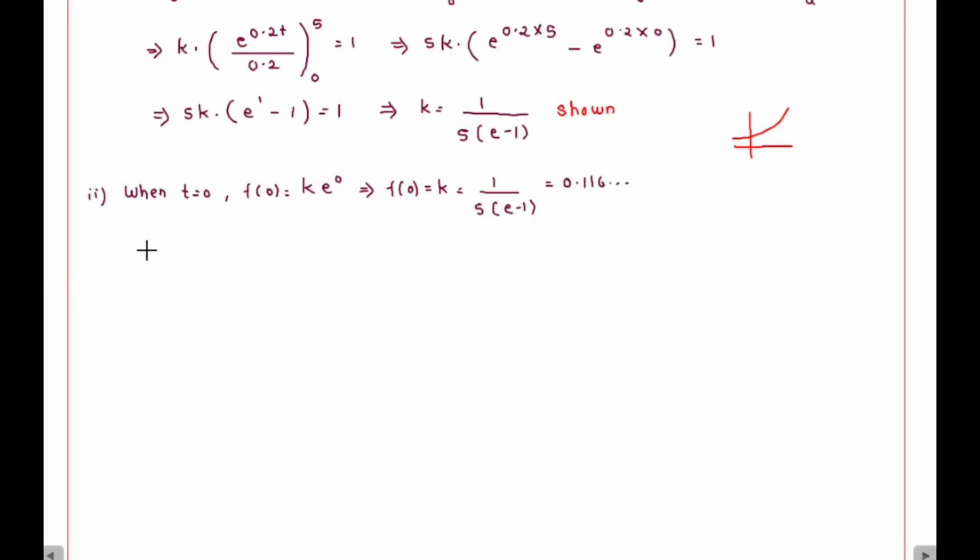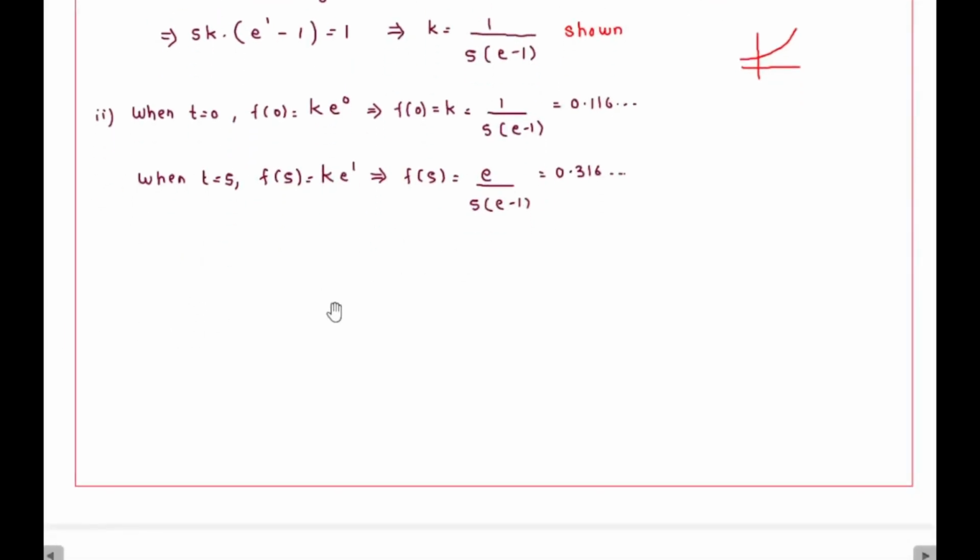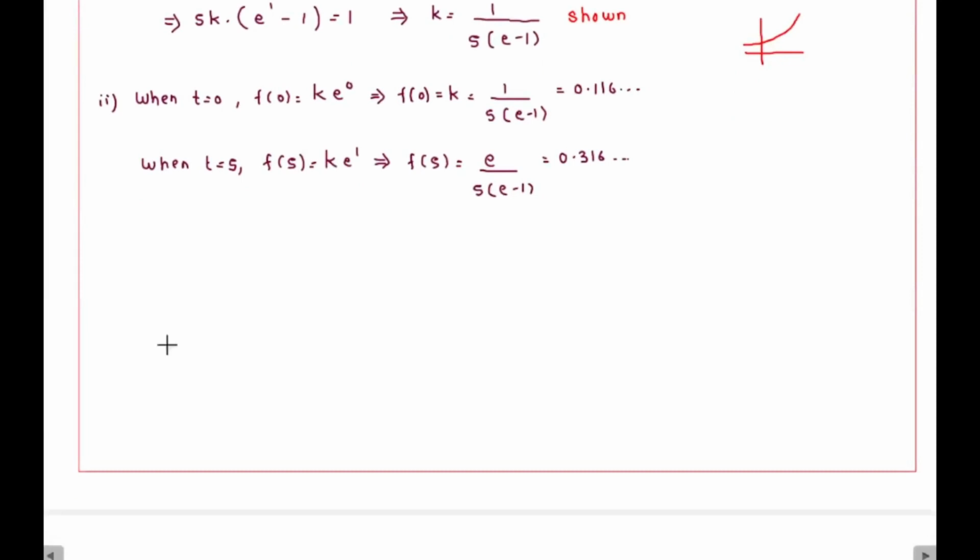Now when t is equal to 5, what is f of 5? F of 5 is k times e raised to 1. So f of 5 is equal to e upon 5 times (e minus 1). So this is equal to 0.316 something. So we can plot this in the form of a graph.